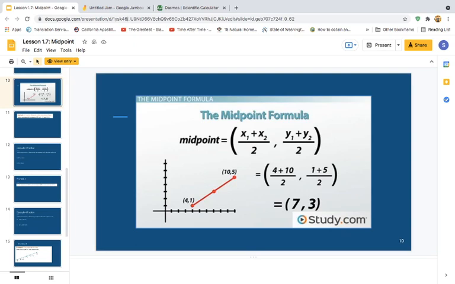So if you count on the graph to make sure 7, 3 is accurate, we have 1, 2, 3, 4, 5, 6, 7, which is good. And then 1, 2, 3 up here. Yeah, so 7, 3 does look to be the midpoint between 4, 1 and 10, 5.